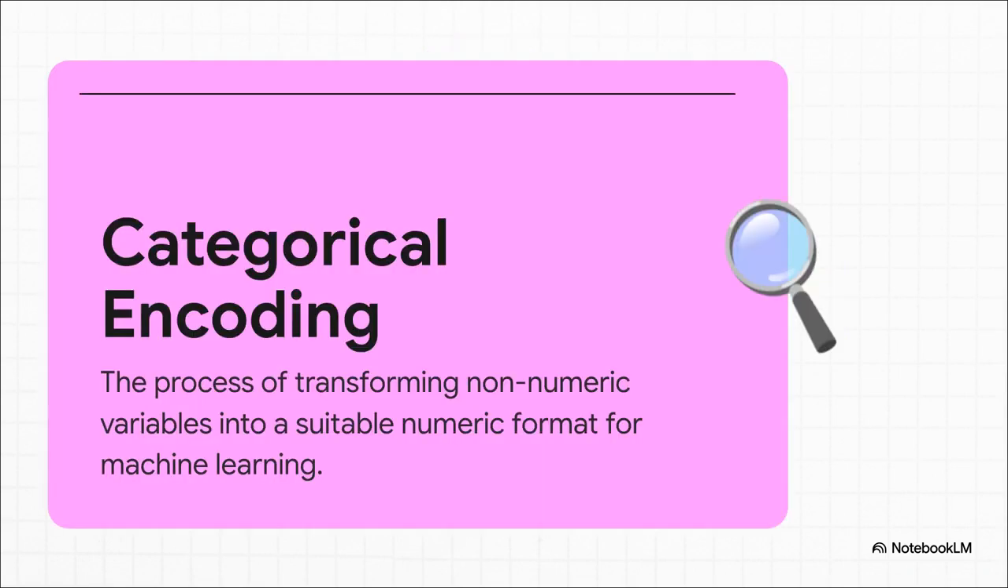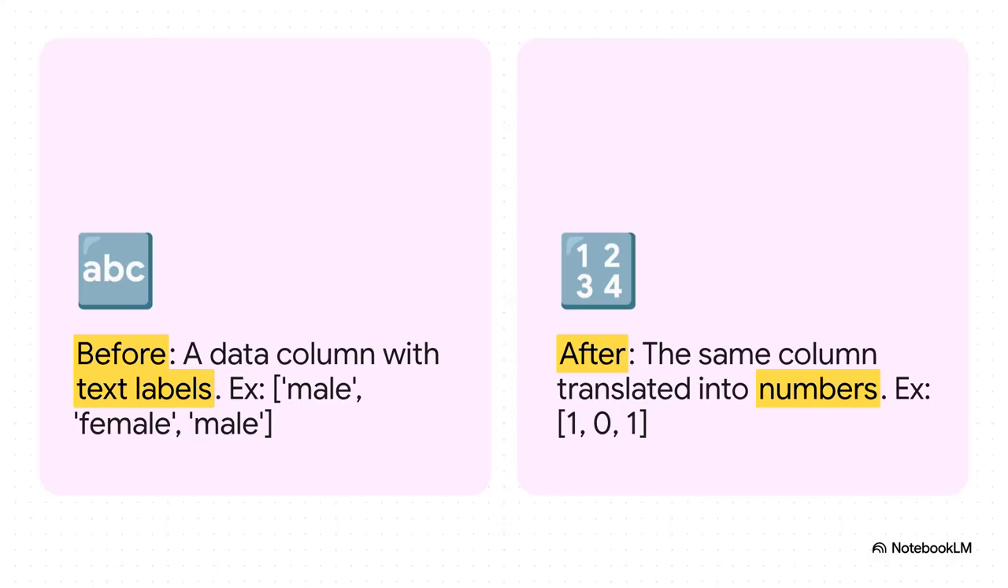The answer is a process called categorical encoding. It's basically a translation service. It's the essential step where we methodically convert all those text-based categories into numbers that our algorithms can actually understand and work with. And the process itself is pretty simple, but it's absolutely essential. A column that has words like male and female gets transformed into a column of numbers like 0 and 1. And just like that, the machine can read the evidence. The case is ready for trial.